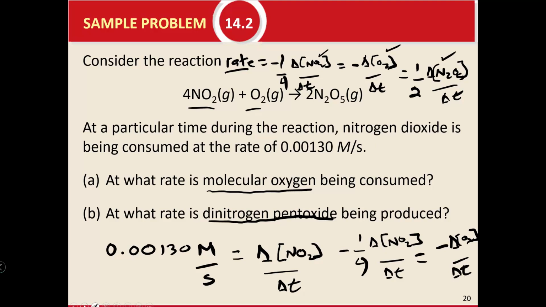And what they're asking for me to solve for in part A is this part here, the rate with respect to the oxygen. So I'm going to plug this value into here. I'm going to multiply by negative 1/4. I'm going to divide by negative right here, and I should get a positive value for the rate with respect to oxygen, although it's going to be a negative value overall, right? Because it is being consumed. So let's look at this on the next slide. They cleaned it up for us.